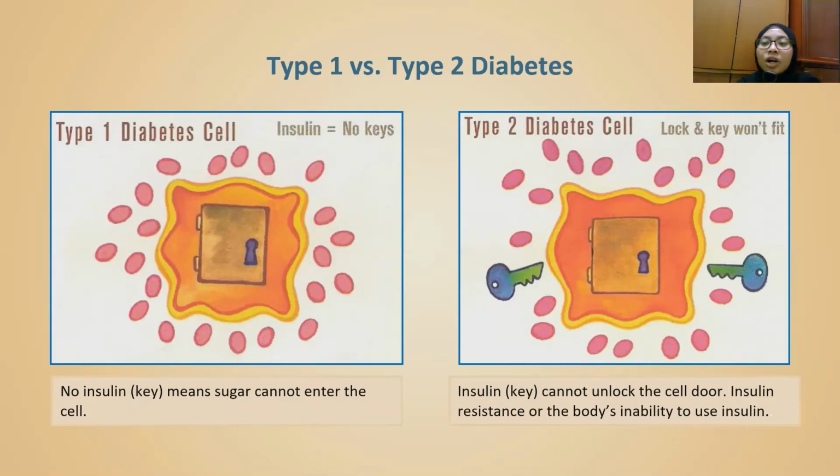Okay, so this is a comparison between type 1 diabetes and type 2 diabetes. Imagine the insulin as the key to unlock the cell's door. For type 1 diabetes cell, as it doesn't have insulin, it means that there is no key to unlock the cell's door, so sugar cannot enter the cell. While for type 2 diabetes cell, even though there is insulin, which is the key, it can't unlock the cell's door as it doesn't fit, and the sugar cannot enter the cell as well. This is because of the body's inability to use the insulin.